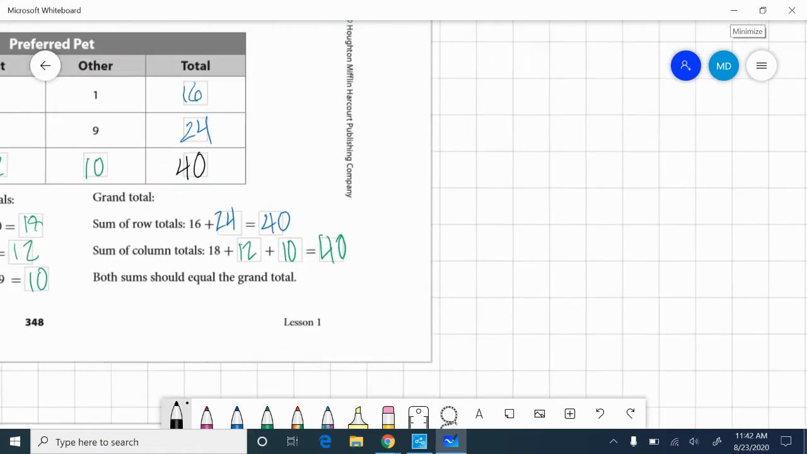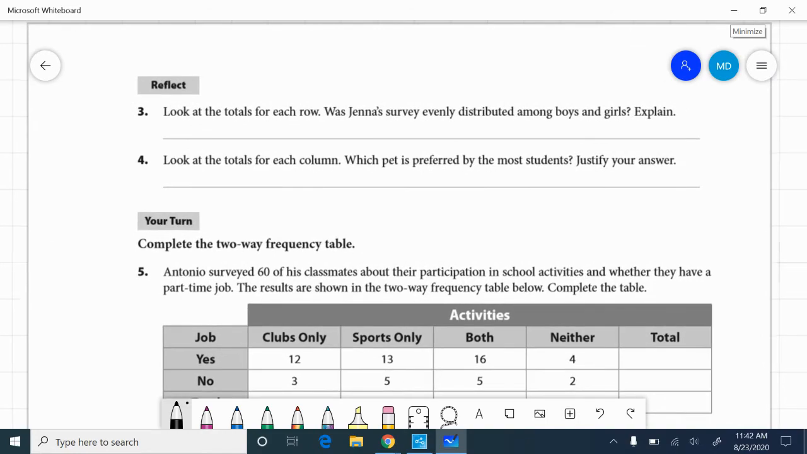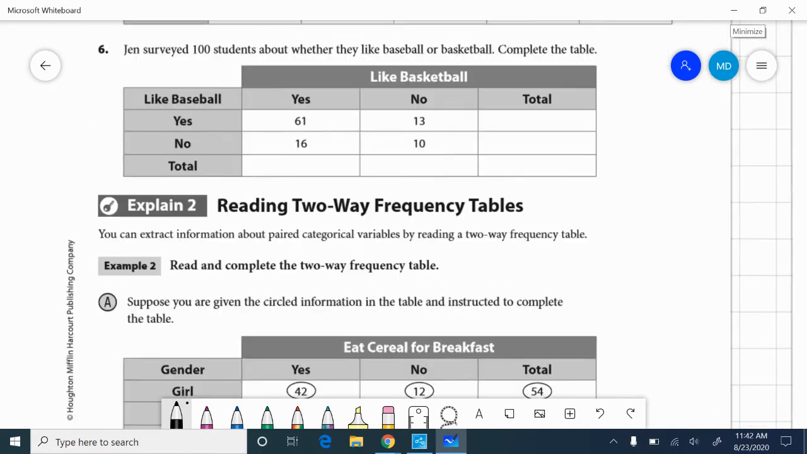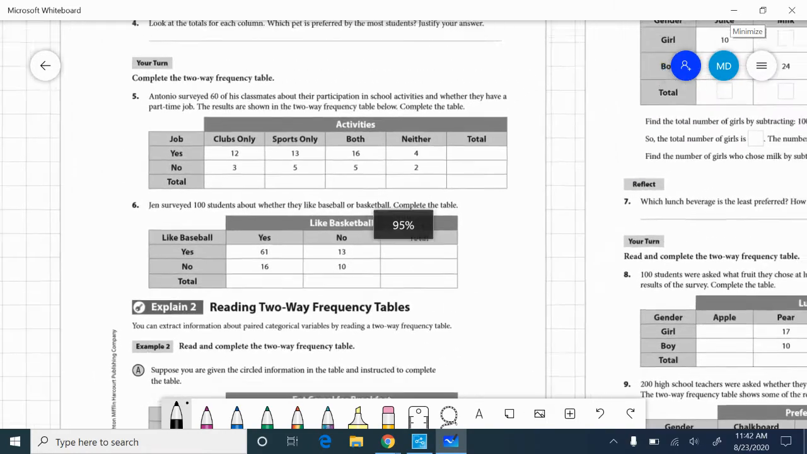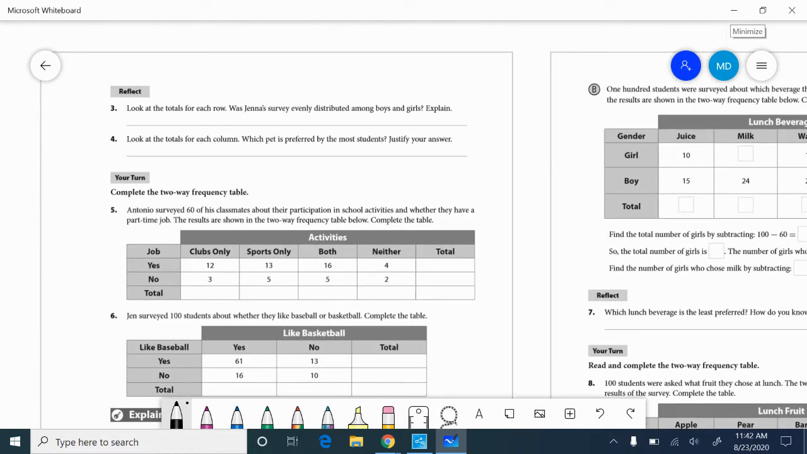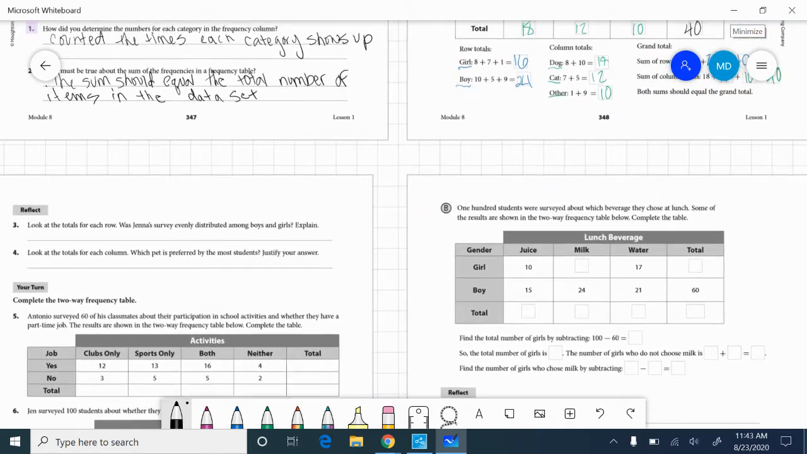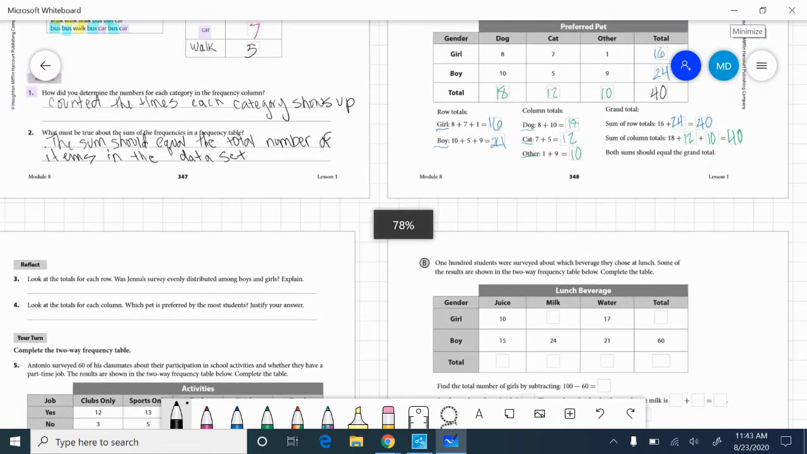We're going to move on now to the next page. Page 349. So there's 2 questions about our last frequency table. So I do want to kind of show both at the same time if we can.